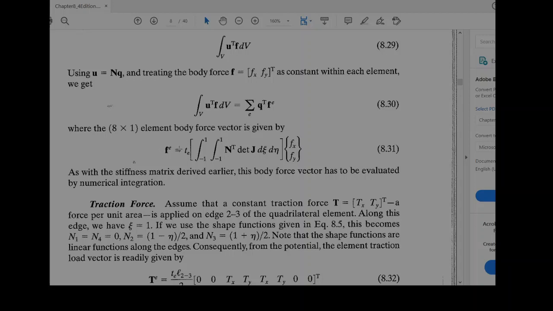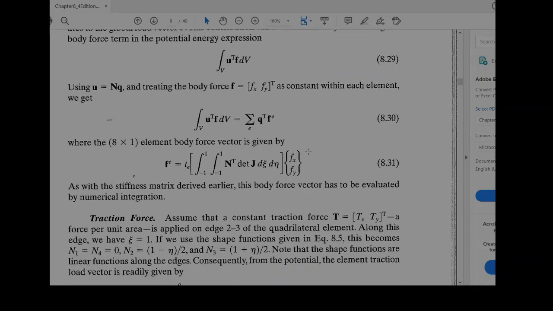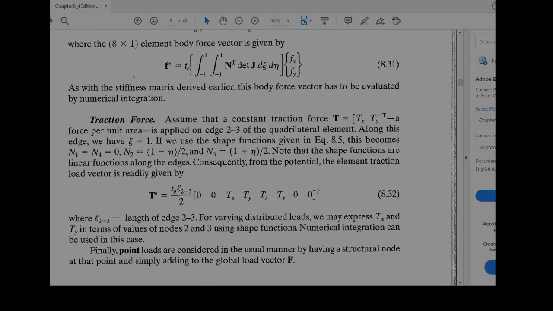And so what we have is just the N transpose det J, and then this is pulled out because it's constant in this example, but it doesn't have to be constant. If it's a function of xi, eta, you have to keep it inside and do the integral with that, and choose the appropriate Gauss quadrature rule so that things make sense. So this is just what we see here in terms of body forces. That's how we go about computing body forces.